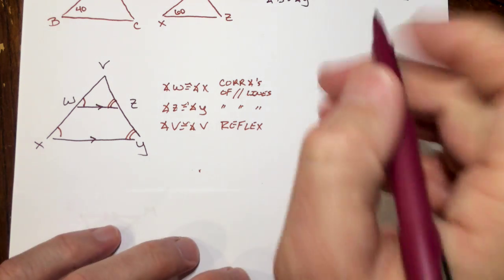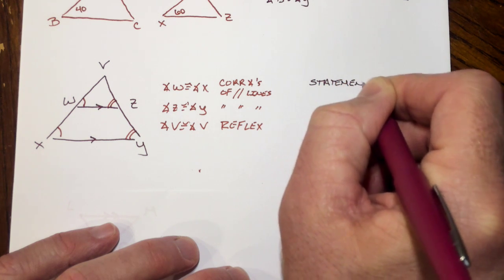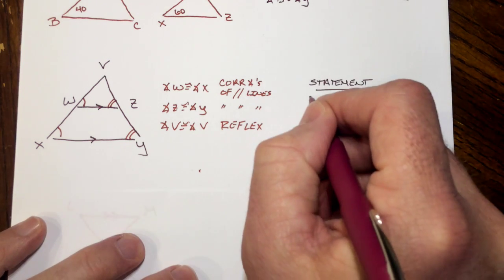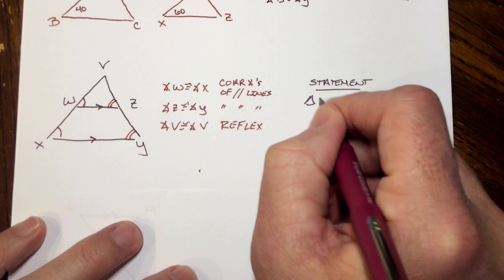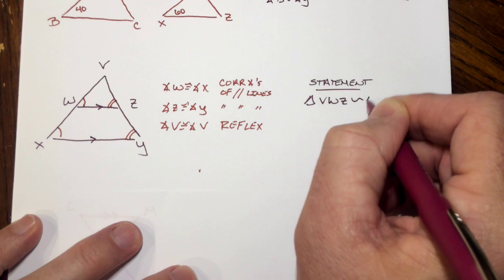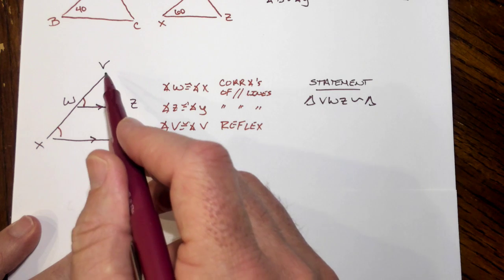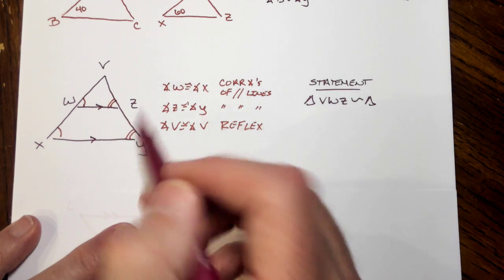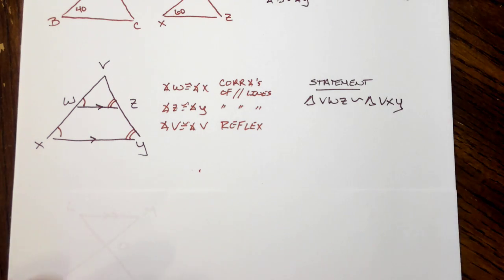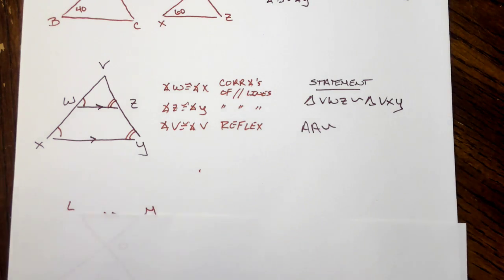So let's make a statement. Our statement could say, a small triangle, we'll go V, W, Z, similar. So how did I go? I went no to a single to a double. So in the big triangle, I've got to go no, single, double. V, X, Y. Angle-angle similarity. All right, let's look at our third example then.